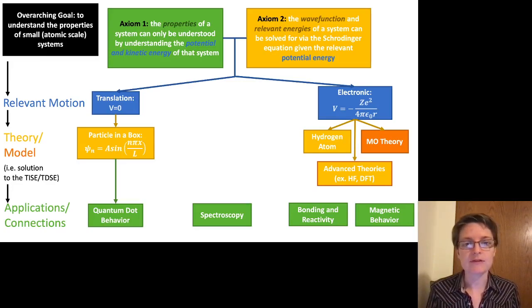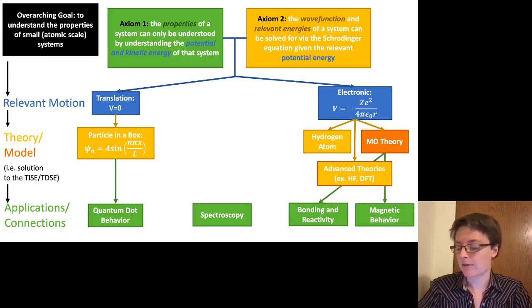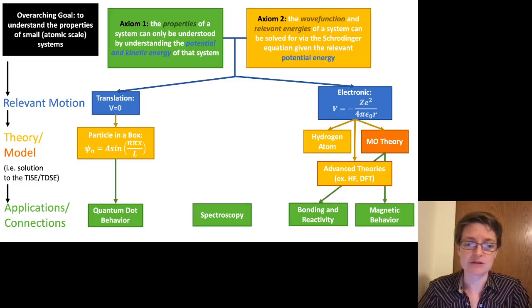MO theory, we briefly touched on some advanced theories that you can use in computational chemistry to help you understand the problem. And once again, once we had these wave functions and corresponding energies, there was a lot of rich chemistry that we could do to try and understand applications in bonding and reactivity, as well as we were able to correct some of the misconceptions of Lewis theory and correctly predict the magnetic behavior of molecules like O2 and N2.